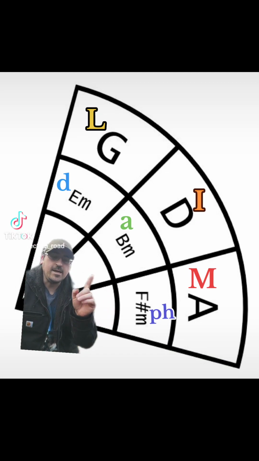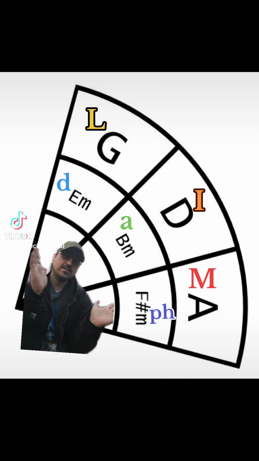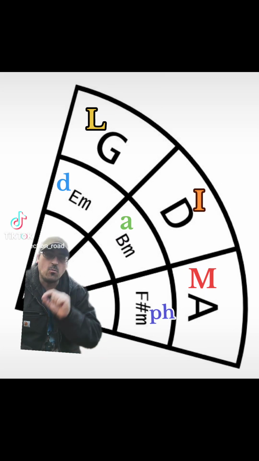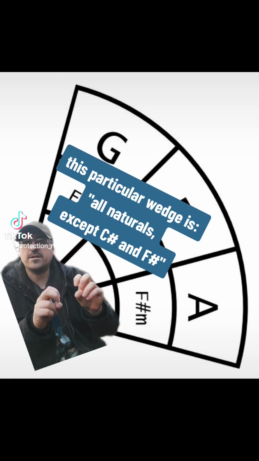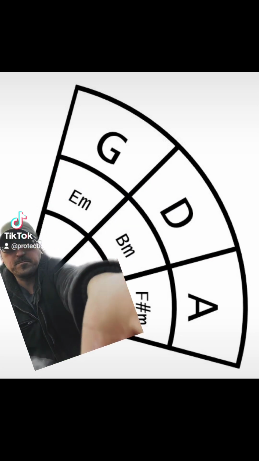Here's the secret. Every single key, every single scale, every single set of chords in this little family is the exact same set of pitches, just used in a different way or a different order. Specifically, those pitches are all natural notes except for C sharp and F sharp. C's are sharp, F's are sharp.